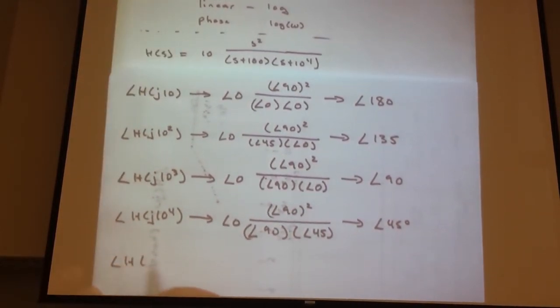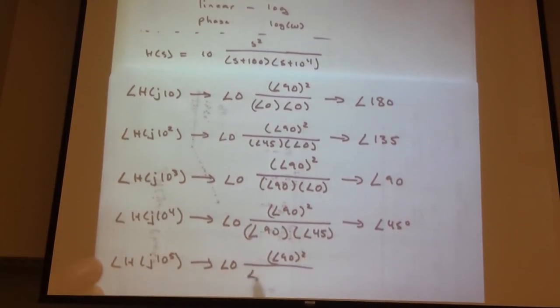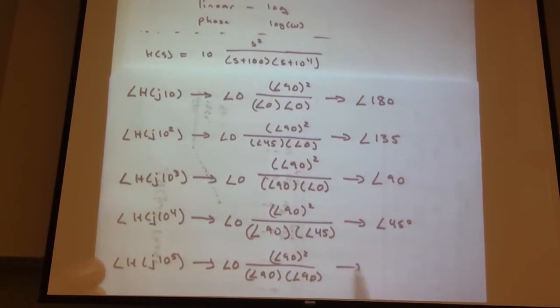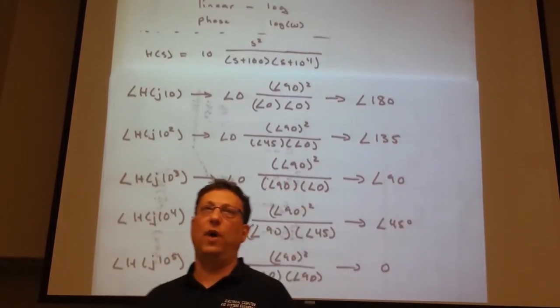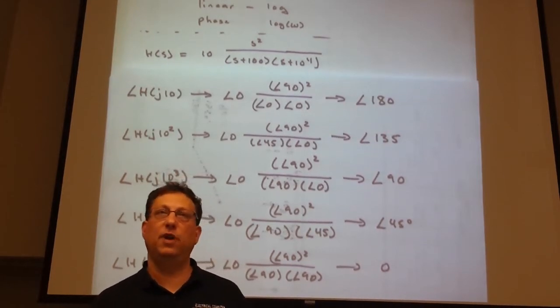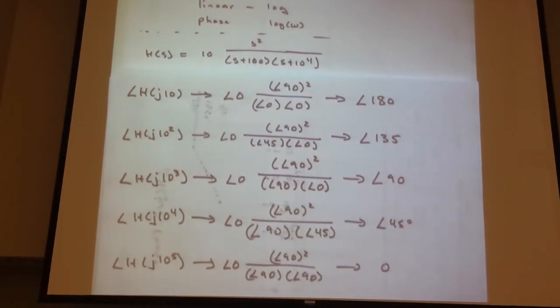And we could take it out further. H of j10 to the 5th. And I'm going to do this fairly quickly. Angle 90 squared, angle 90, angle 90 goes to angle 0. Does everybody agree with that? I mean, essentially it was s squared over s squared. That was our approximation on the previous page. For the magnitude, it's going to be consistent with that. So s squared over s squared is just 1, which has an angle of 0. Here we see it in phase.